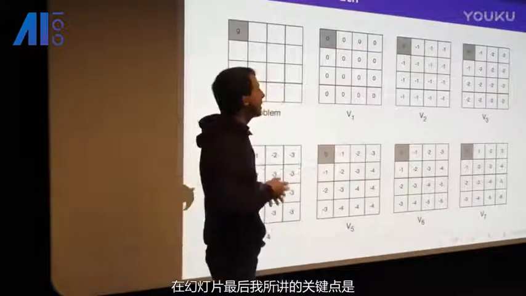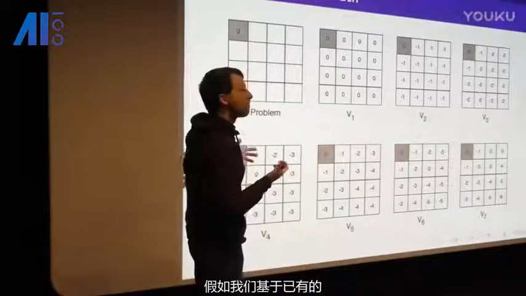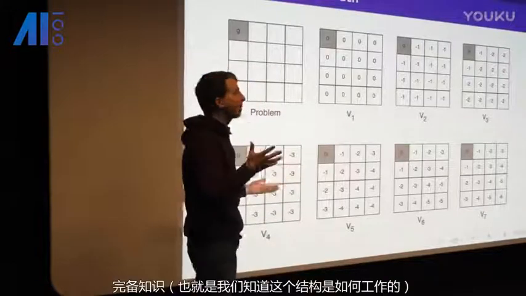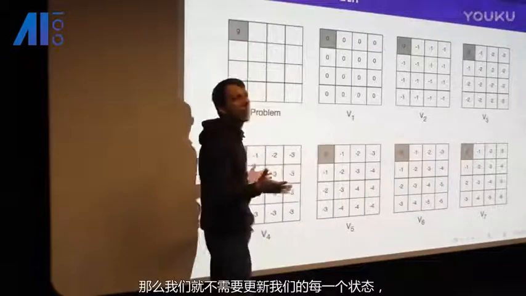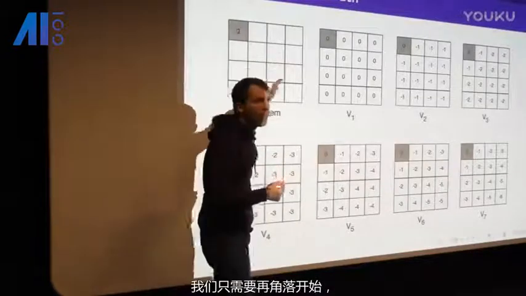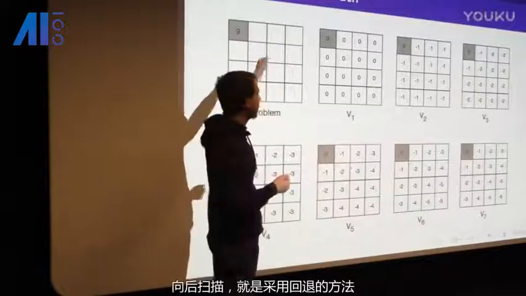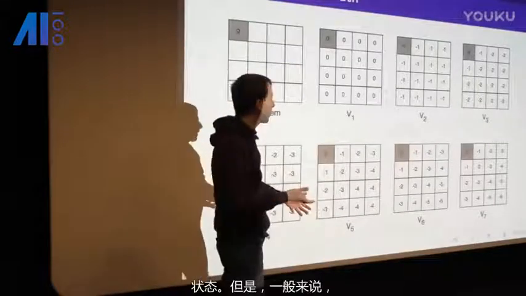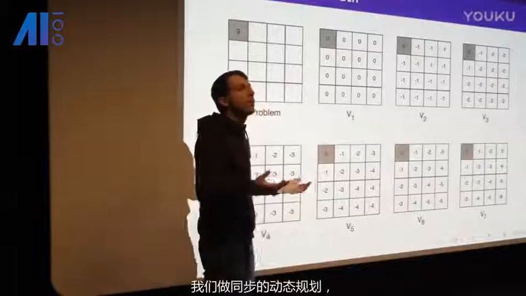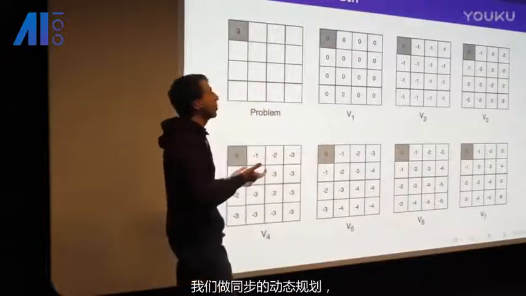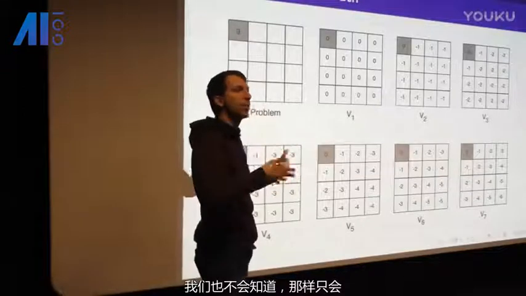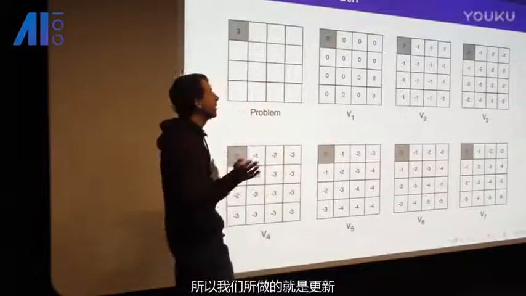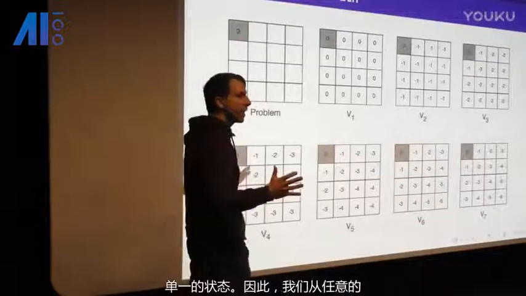So the point I was making in the last slide is that if we were to order our computation, given perfect knowledge of how this structure would work, we wouldn't have to update every state. We would just start in the corner and sweep backwards, starting at the goal and working our way back to the state we care about. But in general, if we do synchronous dynamic programming, we don't know in advance where the goal is. We don't know in advance that there even is a goal. There might just be loops and rewards and things might go on forever. And so what we do is we update every single state.